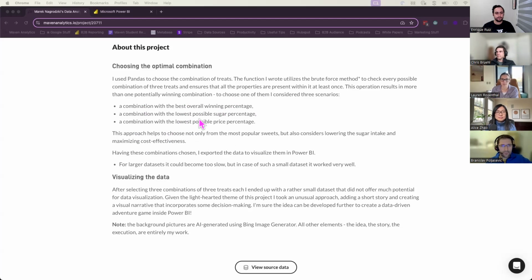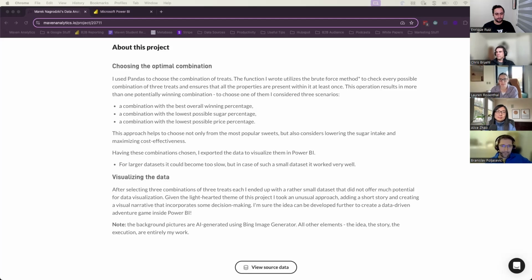So there was kind of 3 different combinations that we were looking at there. I also really appreciated the fact that Marek called out that while this approach does work for a smaller data set, speed and efficiency would probably become quite an issue if you were using a larger data set. So, for I think 85 candies, this worked really well, but anything much bigger could potentially start to see some problems there.